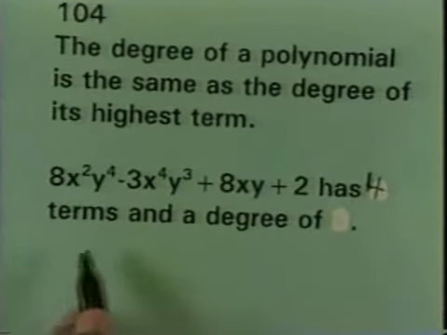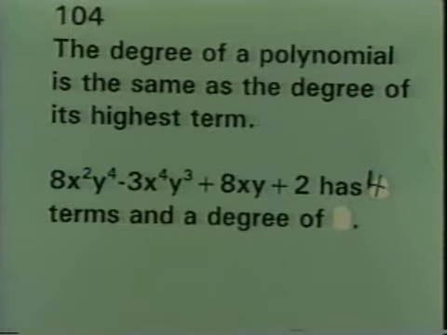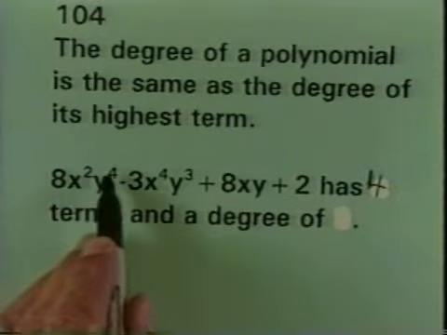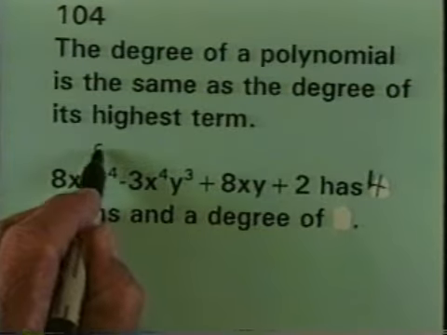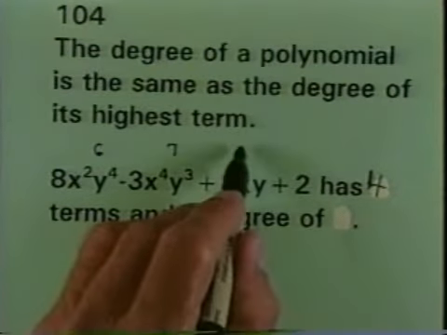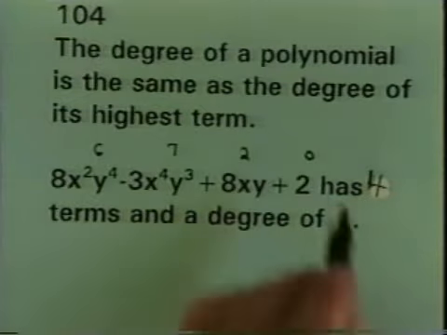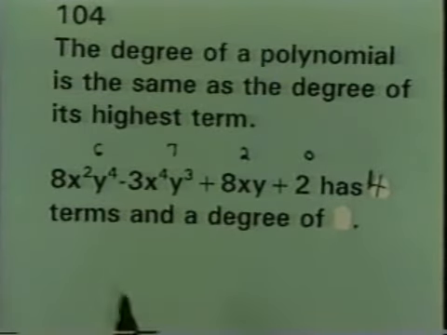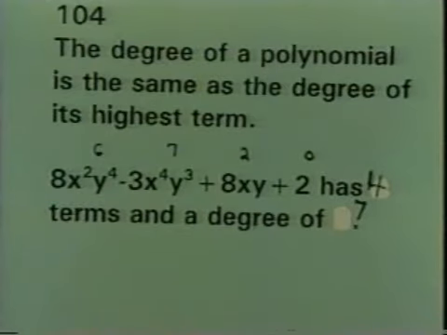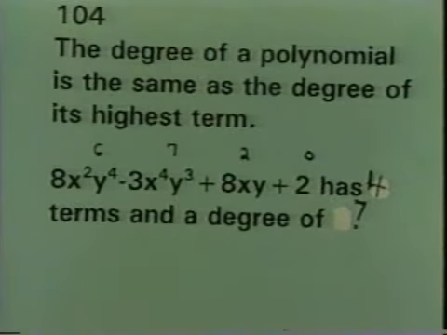and the degree is going to be the same as the degree of the highest term. Find the degree of the terms. I add the exponents. 4 plus 2 is 6. 4 plus 3 is 7. 1 plus 1 is 2. And this one has the degree of 0. So the degree of the whole polynomial is going to be 7, because 7 is the degree of the highest term.